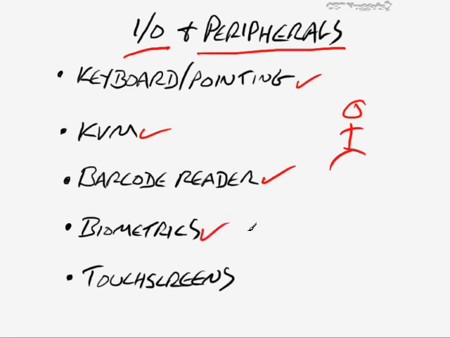And then we'll take a look at biometrics as well so that people can confirm with some physical characteristic that they really are who they claim to be. And then we'll take a look finally at one of the input methods that we can use, especially in kiosks or public access locations, and that would be touch screens.